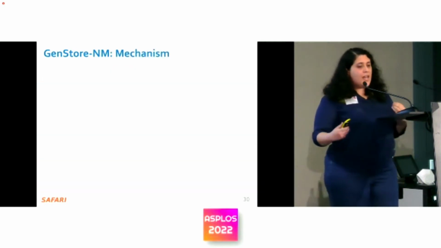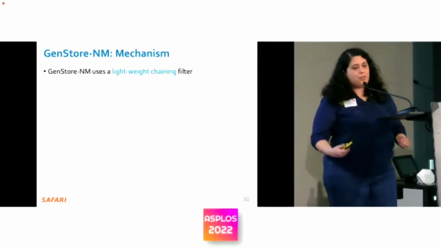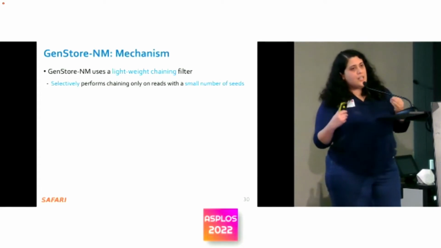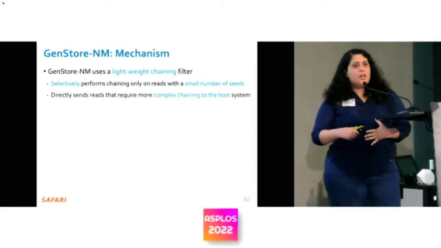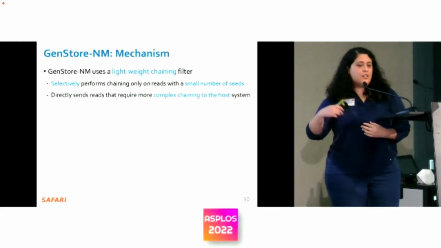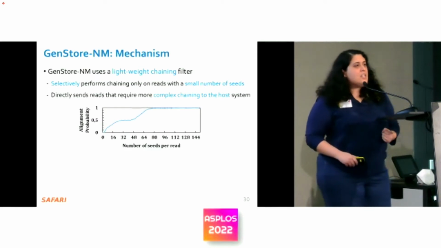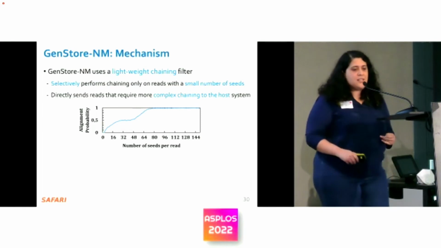So in our design, the approach we take is to devise a lightweight chaining filter that would selectively filter the reads that have only a small number of seeds. And the reads that have a larger number of seeds and require more complex chaining would directly be sent to the host system. And that is based on our observation on various real-world genomic datasets on various species.